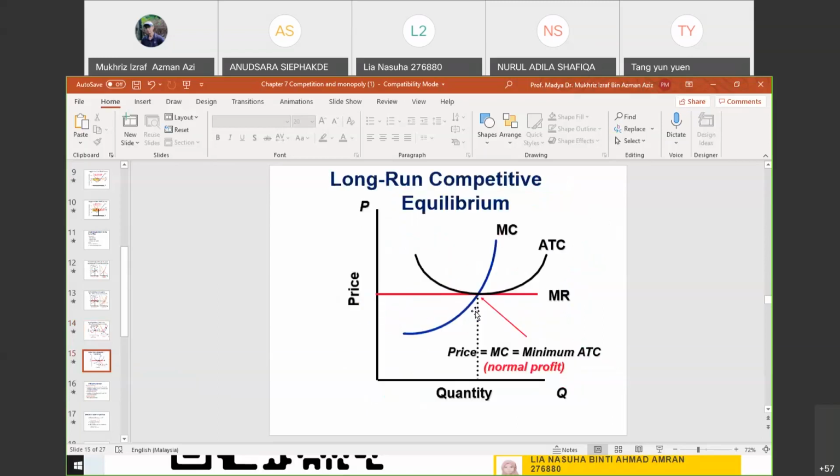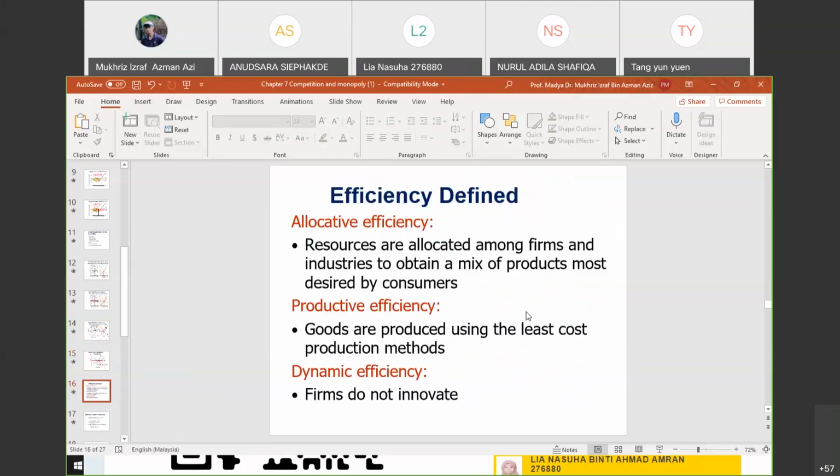Okay, so this is the same thing. Price equals minimum average cost. So where is minimum average cost? Minimum average cost is the point where MC cuts the average cost, which is at this exact point here. Because there are many sellers, people are competing against each other.